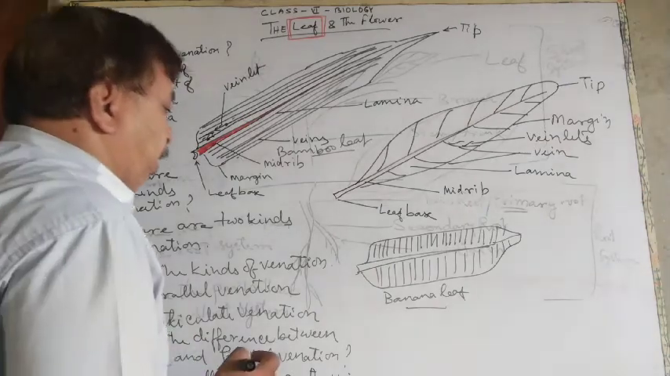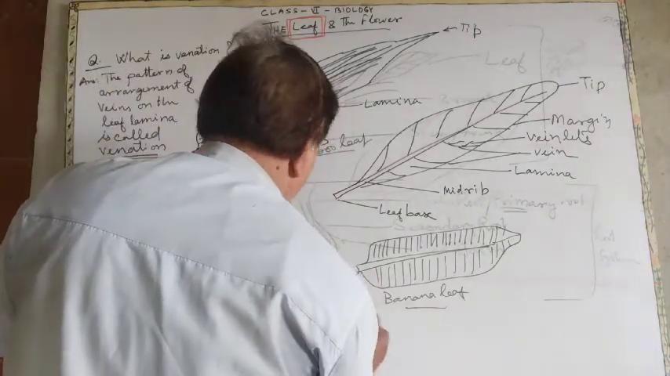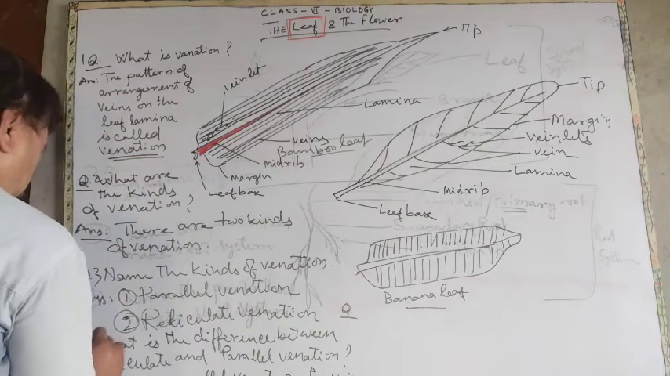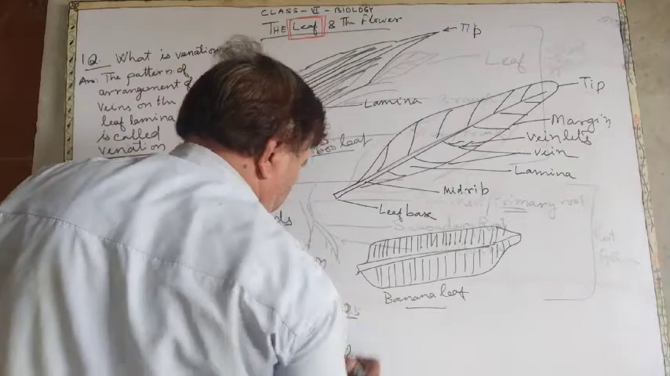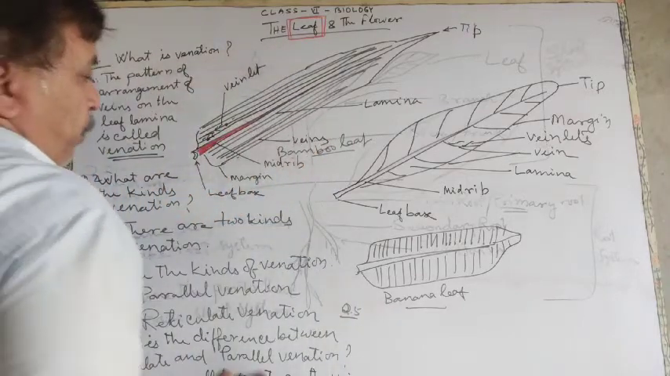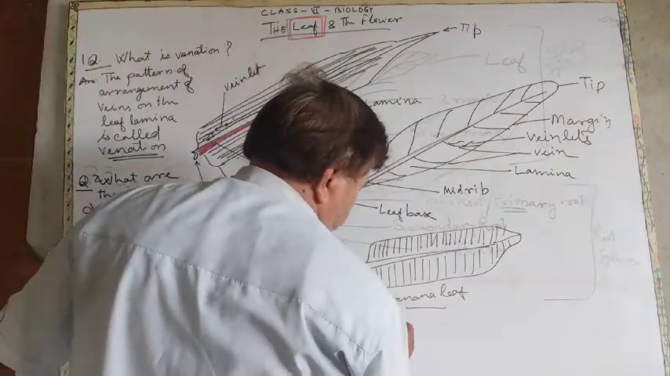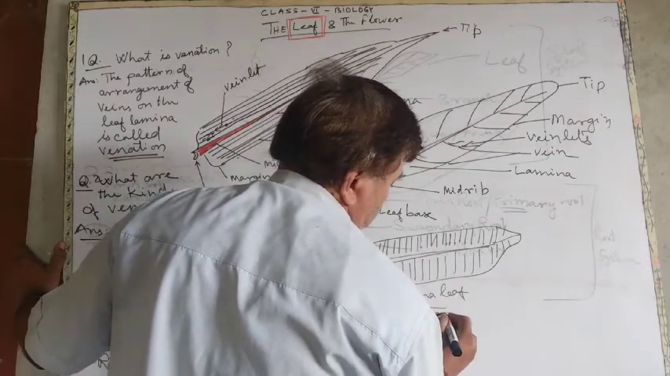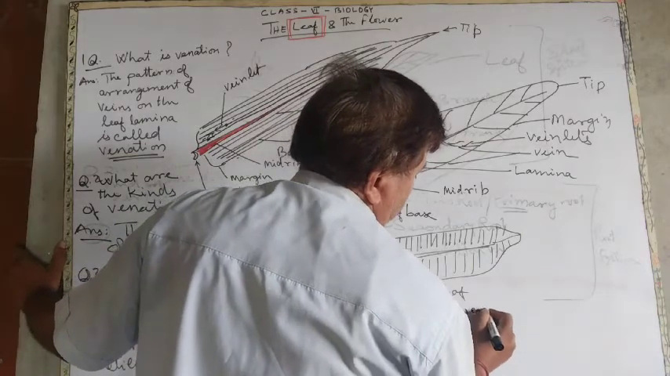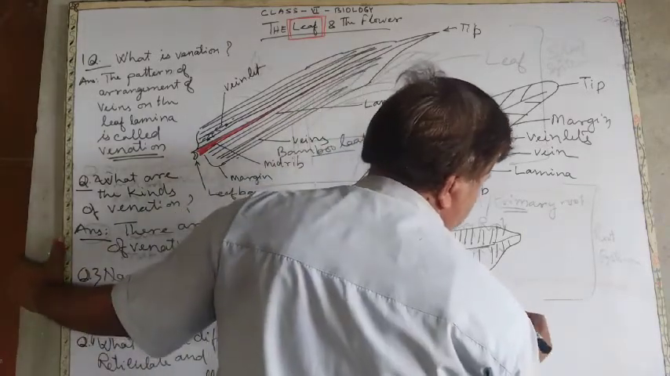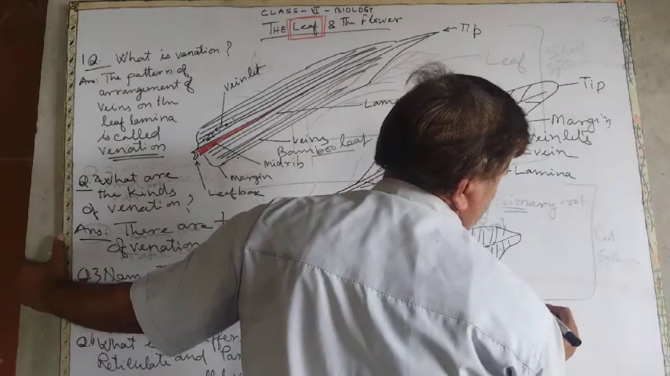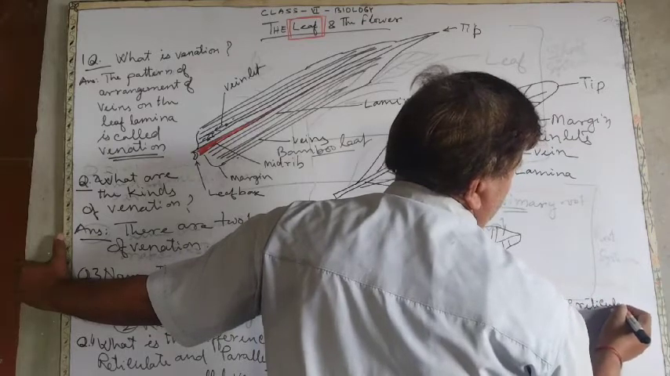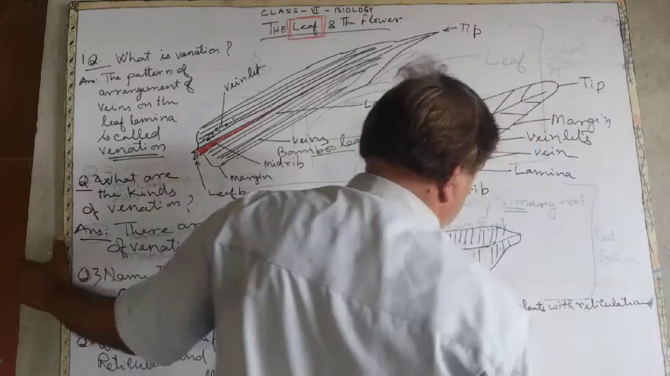One more question you may have. Next question. Today how many questions? 1, 2, 3, 4. This is the fifth question. And the fifth question is, give examples. Give 5 examples each of plants with reticulate and parallel venation.